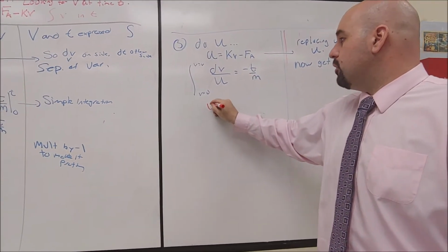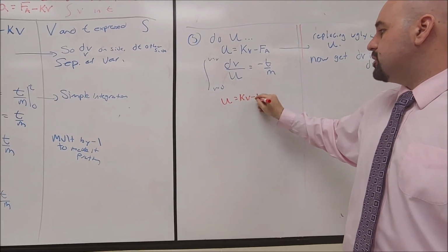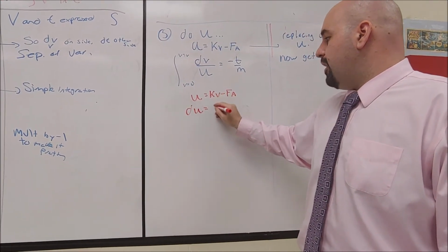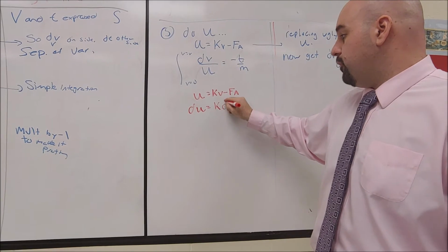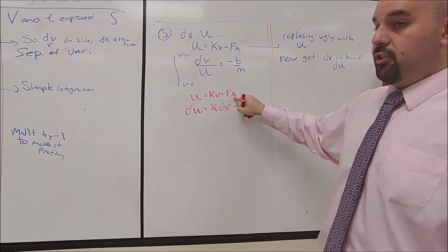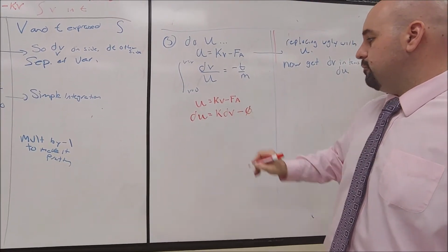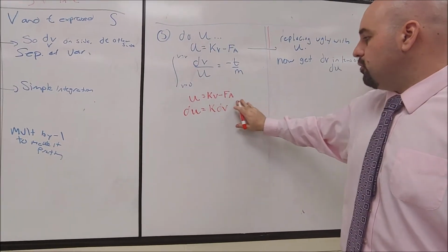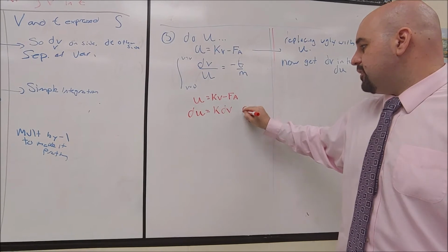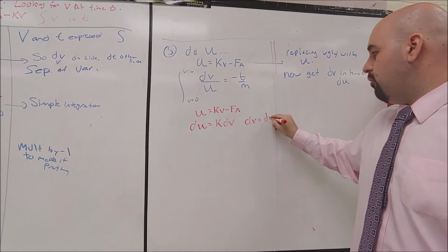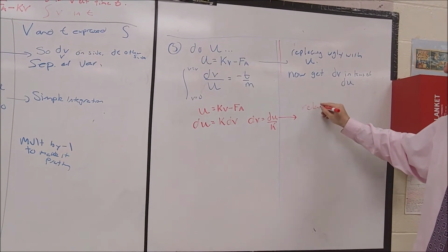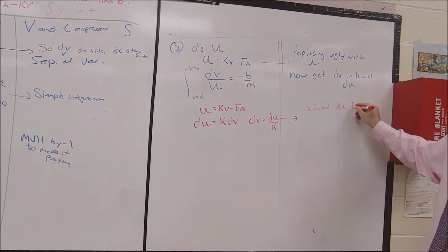Well, if u equals kv minus FA, then du is going to be k times the derivative of v minus, and there's no v in here, so this becomes 0. So it's kind of like the differential equation before. Since this goes away, I can now say that dv is du over k. This is now related du to dv.